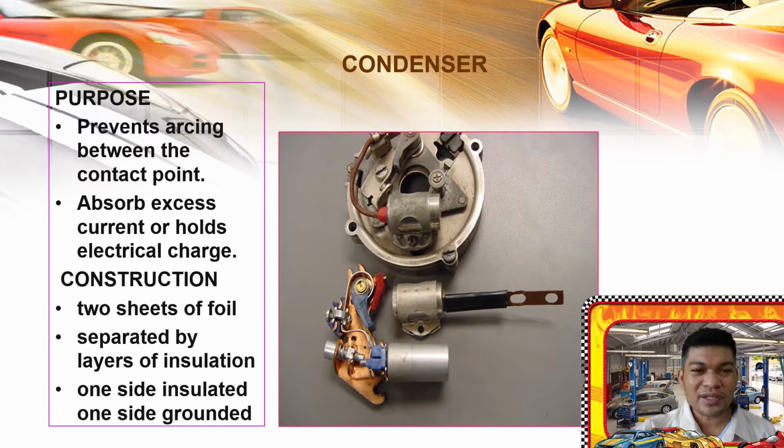The construction of the condenser: it is composed of two sheets of foil separated by layers of insulation. One side is insulated and the other side is grounded.